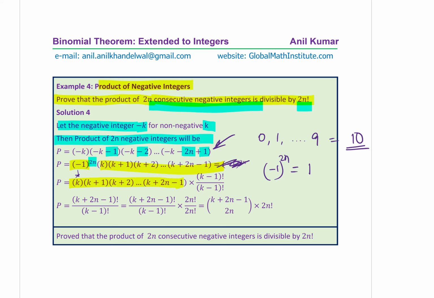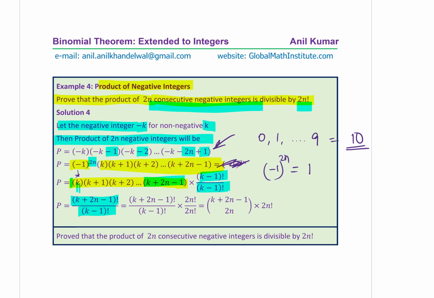Now to work out what we have done, so this is same. What we did was we multiplied and divided by k minus 1 factorial, since we want to complete this factorial list, right? We want to write it in terms of factorials. So we have multiplied both numerator and denominator by k minus 1 factorial. Now that makes a huge difference. We have now in the numerator k plus 2n minus 1 factorial, correct? Because beyond k, we went to k minus 1 factorial, correct? So we got k plus 2n minus 1 factorial right from there. And k minus 1 factorial in the denominator, correct?